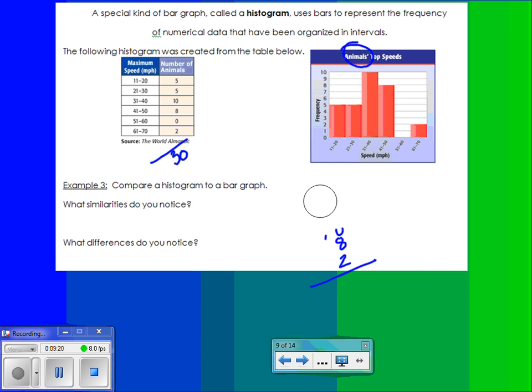So we already noticed that one of the differences between a histogram and a bar graph is that the bars are touching in a histogram. So go ahead and write that down. Bars are touching. And what is something similar to a bar graph? Yes. They both have bars on them. Okay, they both have bars.